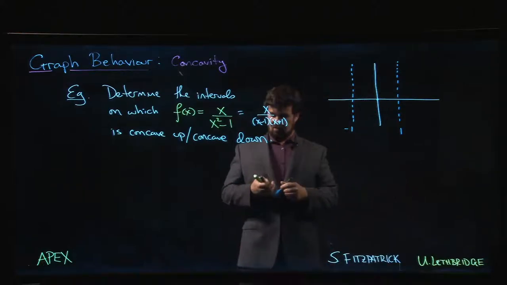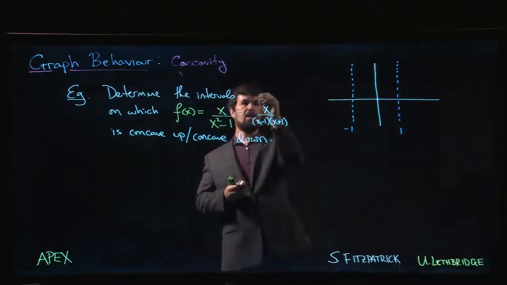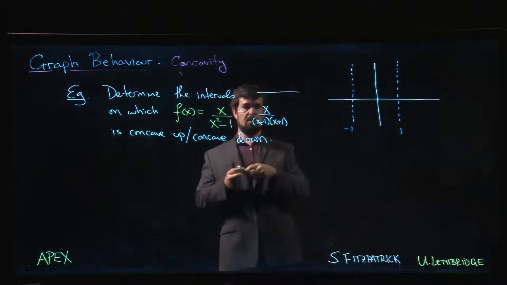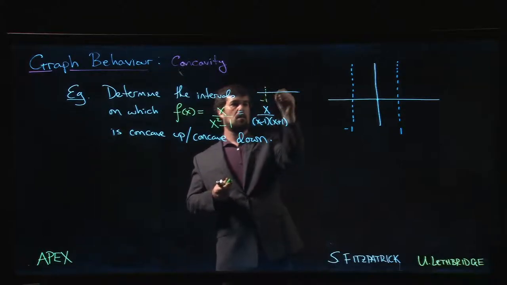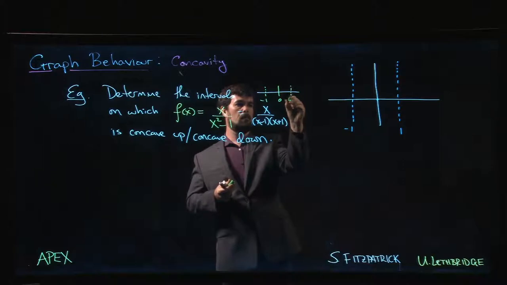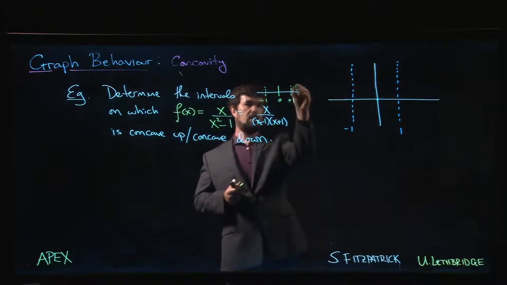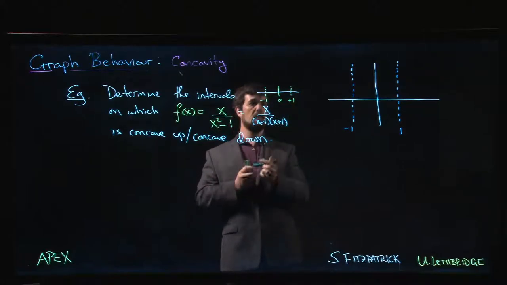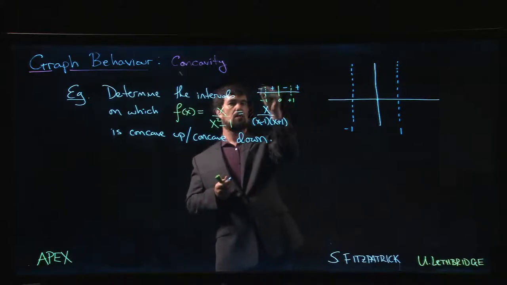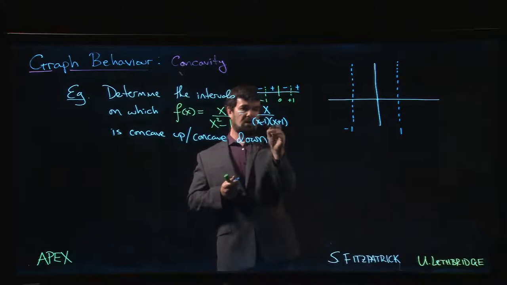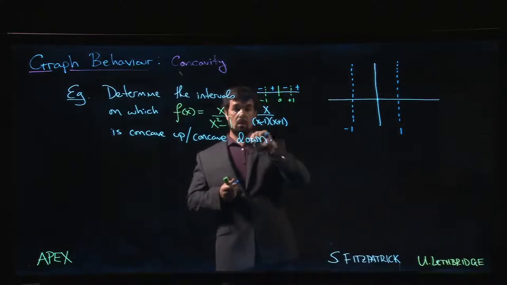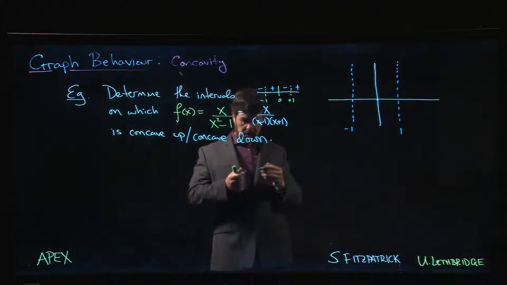We could also consider the sign of f. So we have these three points: two asymptotes and 0. And we could work out that our function is going to be positive if x is bigger than 1. All three factors are positive. Between 0 and 1, one of the three factors is negative, so we have a minus sign. Between minus 1 and 0, two of the three factors are negative, so we get an overall positive. And for x less than minus 1, all three factors are negative, so we have a minus sign.